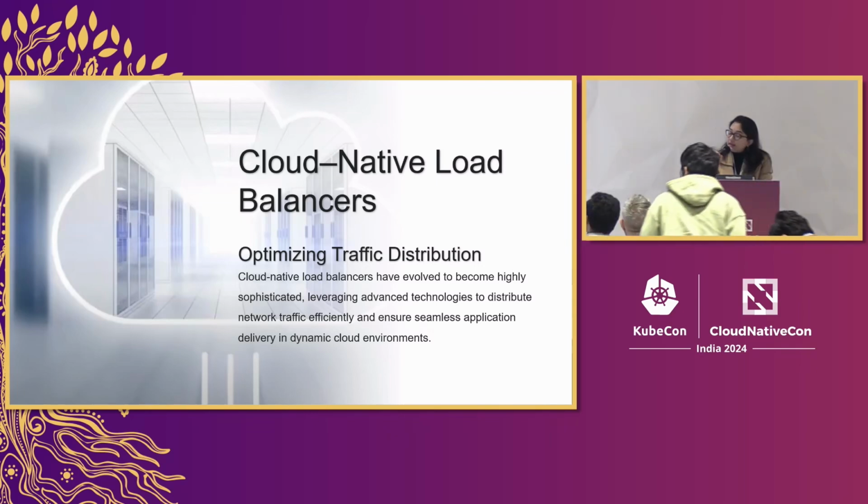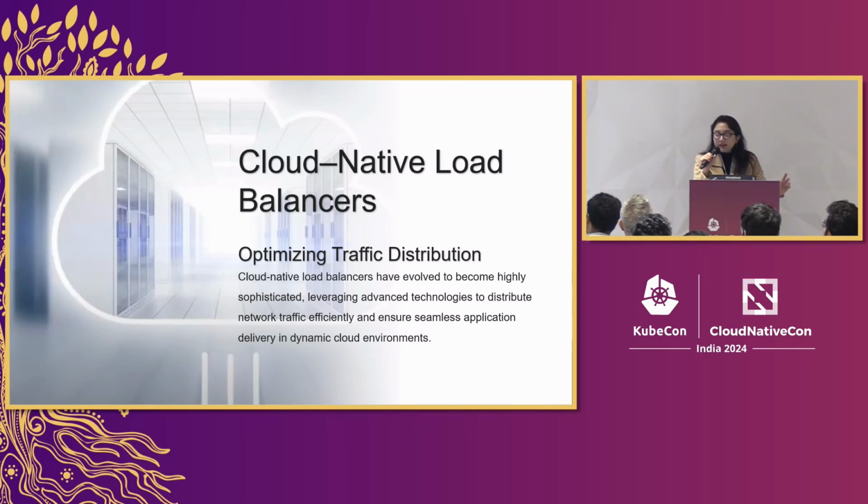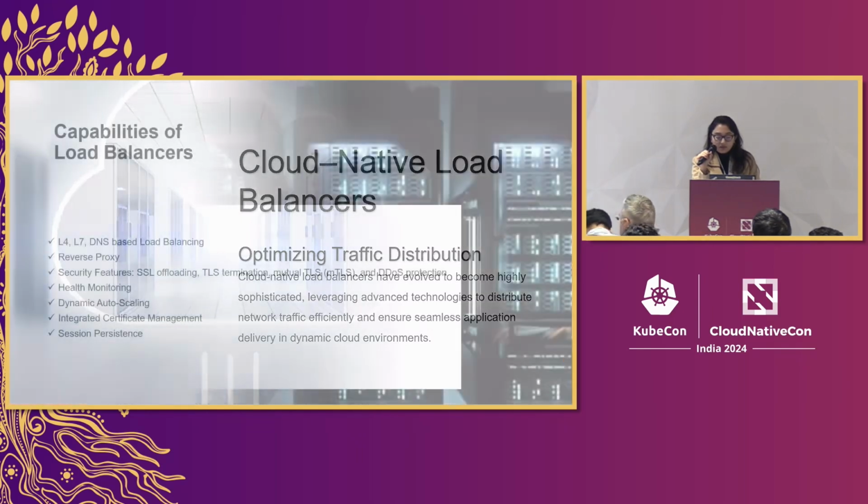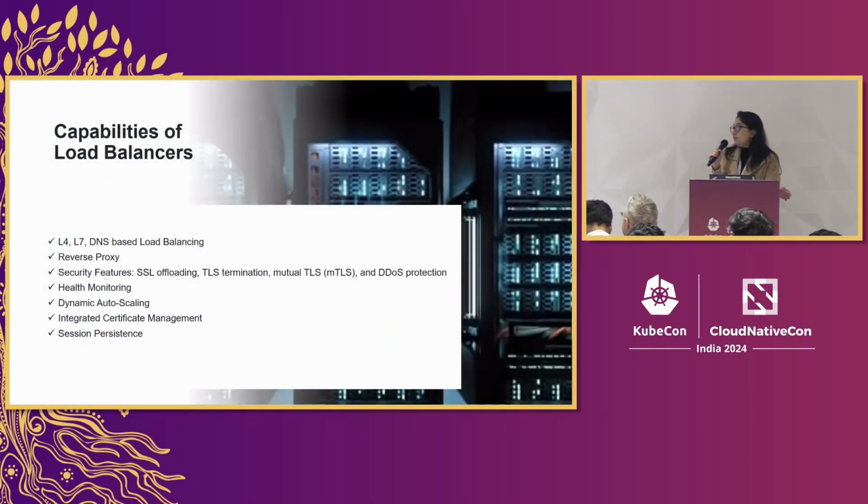Over time, load balancers have evolved significantly from just distributing workloads across backend servers to supporting a wide range of advanced features that ensure seamless application delivery. Now, the wide range of advanced features we just talked about are like: load balancers can support layer 4, layer 7, and DNS-based load balancing.